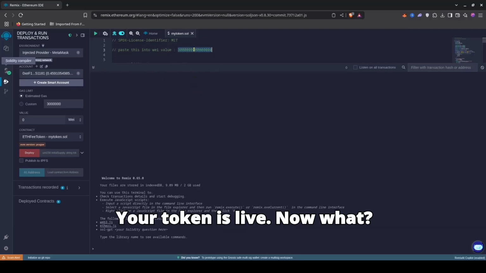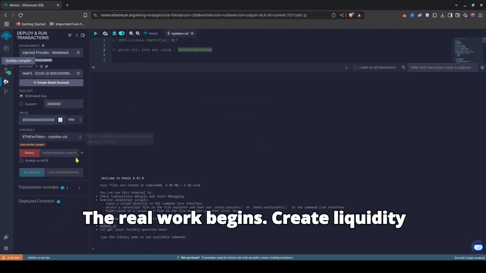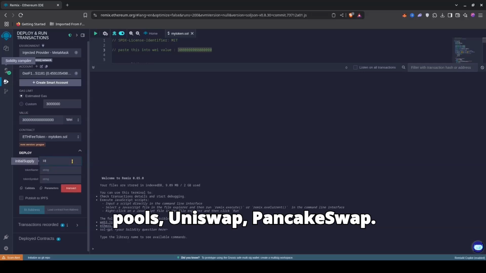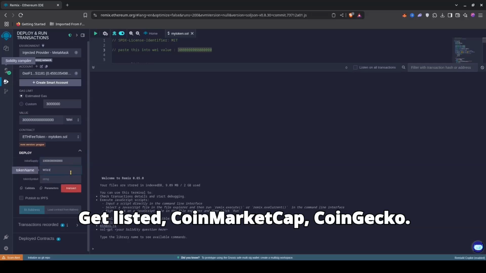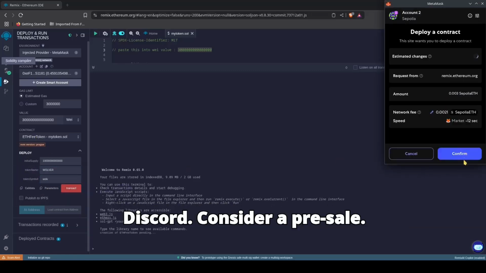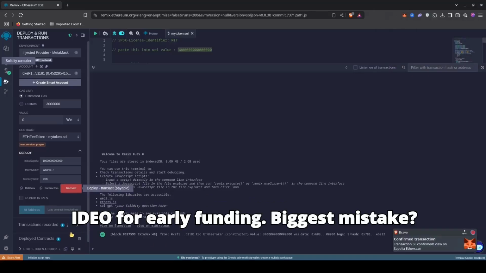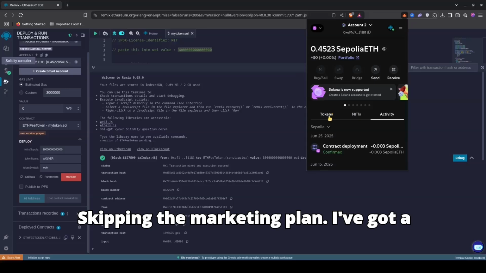Your token is live. Now what? The real work begins. Create liquidity pools, Uniswap, PancakeSwap. Get listed, CoinMarketCap, CoinGecko. Build a community, Twitter, Telegram, Discord. Consider a pre-sale, IDO, for early funding. Biggest mistake? Skipping the marketing plan.